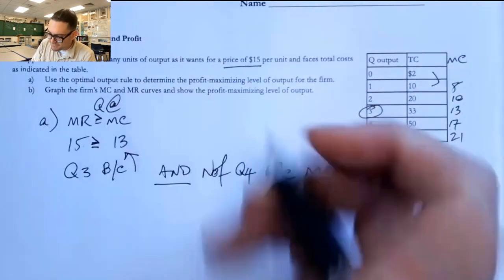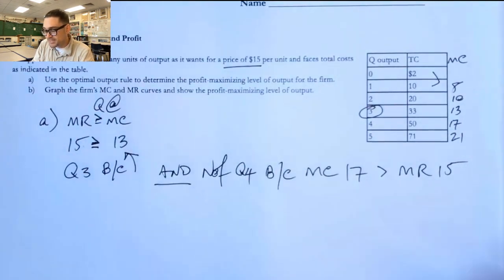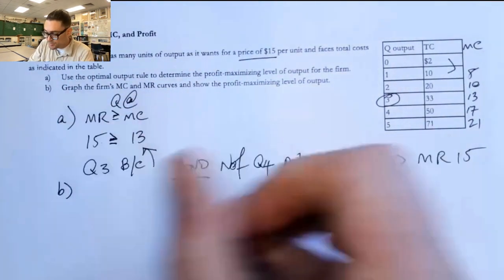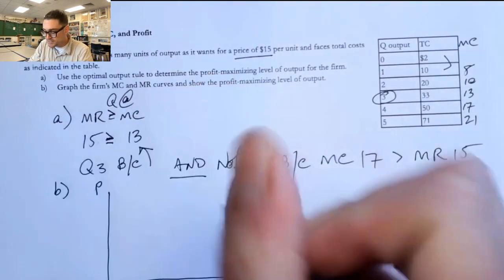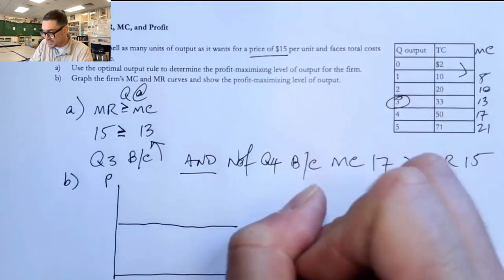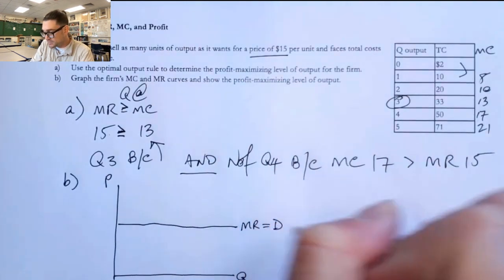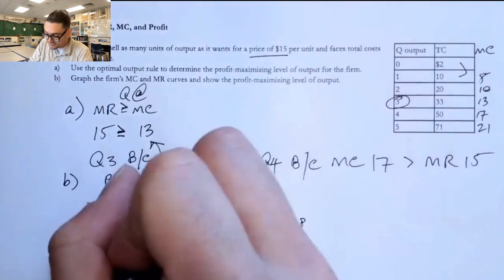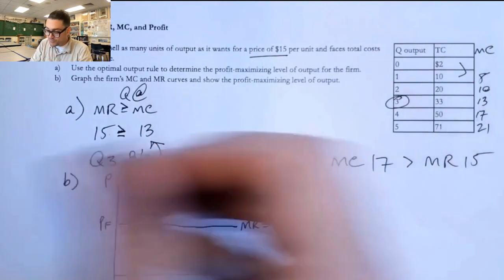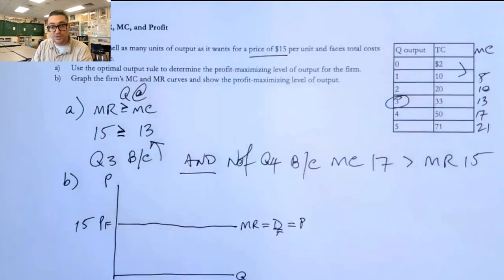Part B, graph the firm's MC and MR curves and show the profit maximizing level of output. So for part B, we're just graphing that firm graph. It is still price and quantity. We know that marginal revenue is that horizontal line, MR equals demand equals the price. That's the firm's demand curve, and that's the price that the firm charges. And we also know that that's 15 for this particular product.